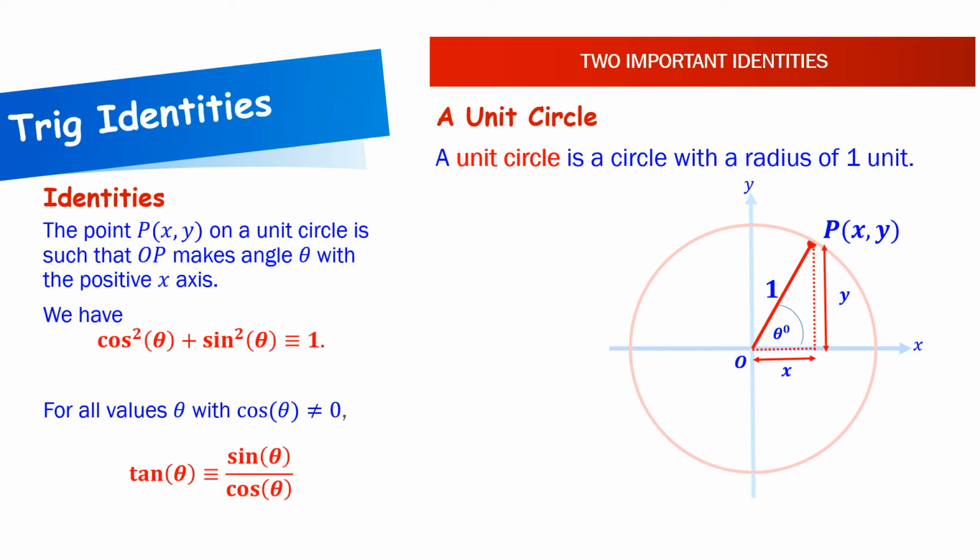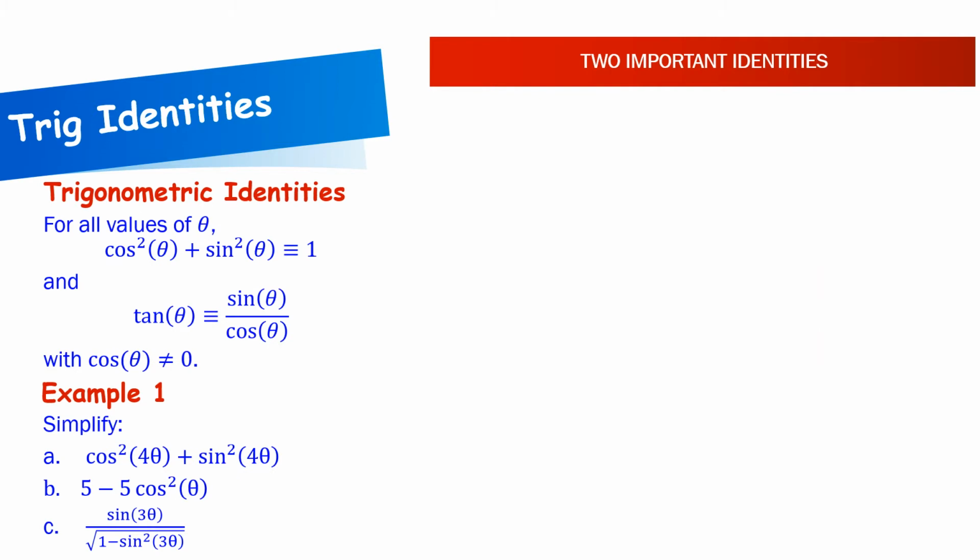So we have these two key identities. Cos squared plus sine squared is identical to 1, and tan theta is identical to sine theta over cos theta. Now let's take a look at an example. Pause the video and have a go. Press play when you're ready to view the solutions.